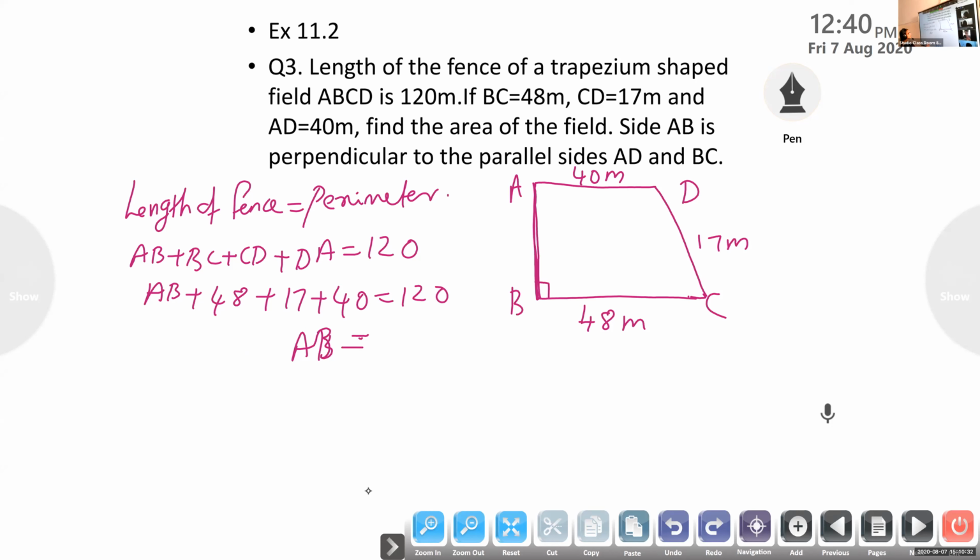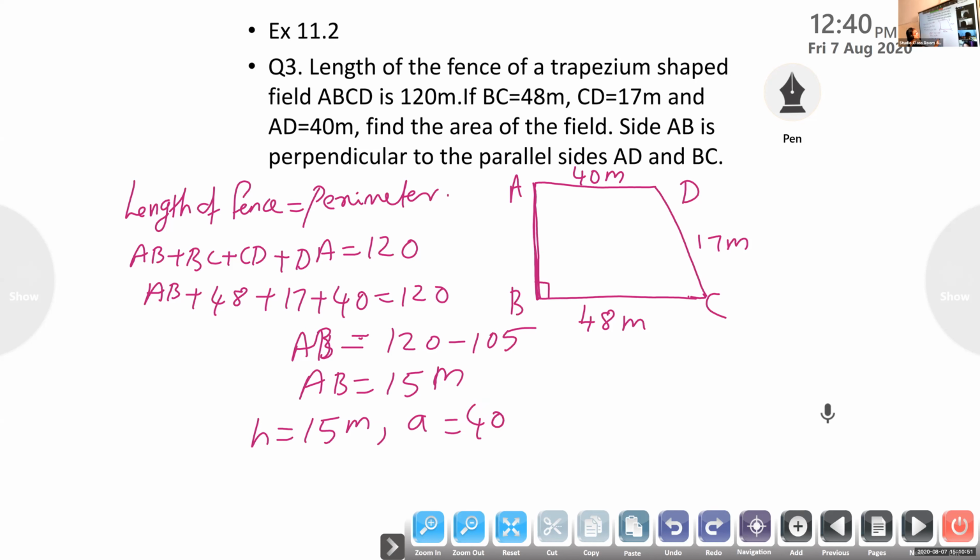Correct. 120 minus 105. So AB equal to 15 meter. So that is our h. h equal to 15 meter. a equal to 40 meter and b equal to 48 meter. Now write the area of the field, area of trapezium.